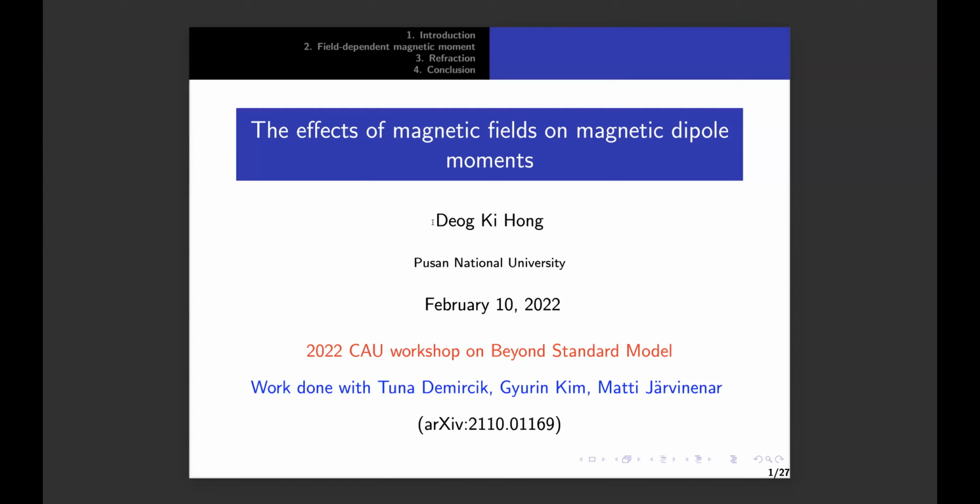Okay, thank you for the introduction. Before I start my talk, I would like to thank the organizers, especially Hyunmin, for inviting me to this nice workshop to give a talk. The title of my talk is The Effect of Magnetic Fields on Magnetic Dipole Moment. This talk is based upon work done in collaboration with colleagues at the APCTP, and Kyurin Kim, who is my master's degree student and is graduating this February.